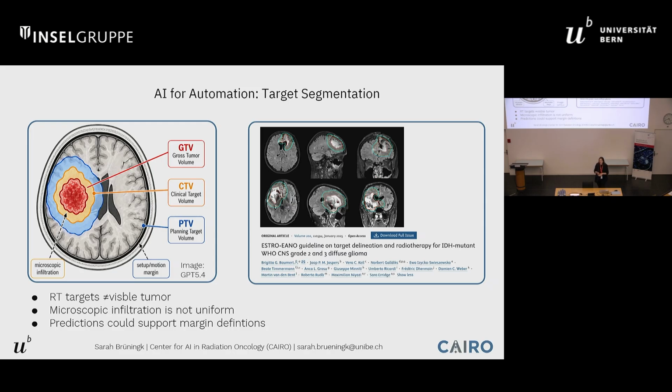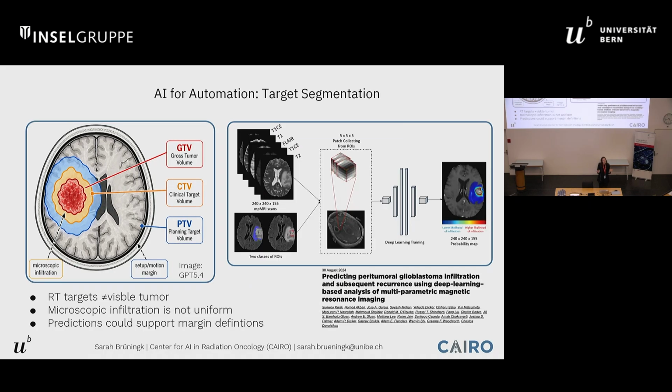And there are the ESTRO-EANO guidelines that recommend isotropic expansions of these volumes, accounting for some anatomical barriers, but mostly that is done the same for every patient. And here AI can also come in by providing a better prediction of where microscopic infiltration is most likely to happen, to allow for a personalized map of this infiltration, and therefore personalized adaptations of target volumes. This here is a specific study where they developed such a deep learning model and then ran thereafter a clinical trial to assess the impact of such personalized target volumes on treatments.